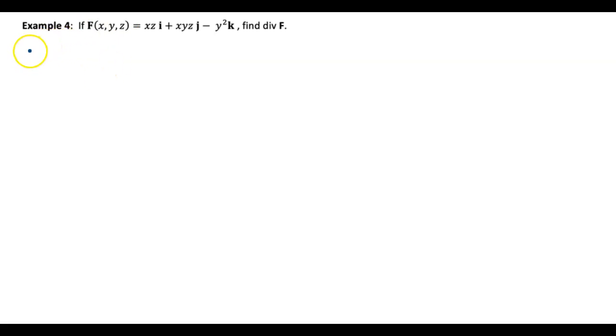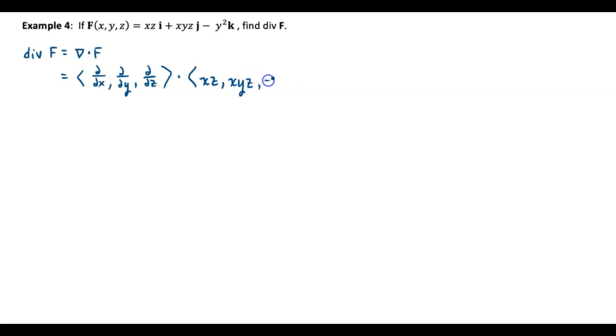And so now let's find the divergence of f. Well, this is relatively simple. We said that the divergence of F is just the dot product between del and F. And so this is just going to be the dot product between del, which is the partial with respect to x, partial with respect to y, and partial with respect to z, and that with the dot product of f, which is xz, xyz, and negative y squared.